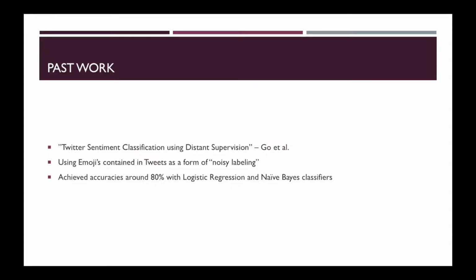The motivation for this project comes from research done by a group of Stanford students in 2009. This group used the inclusion of positive and negative emojis in tweets scraped from Twitter as a form of noisy labeling for training data. Using logistic regression and naive Bayes models trained on this dataset, along with unigram and bigram features, they were able to achieve accuracies of around 80% when testing on randomly sampled hand-labeled tweets.